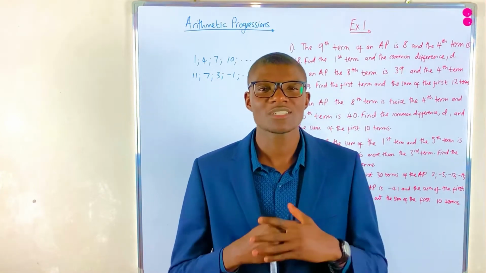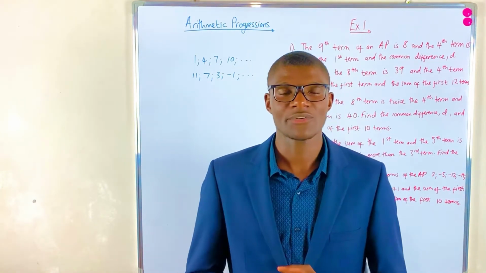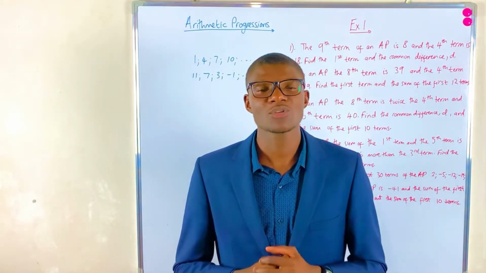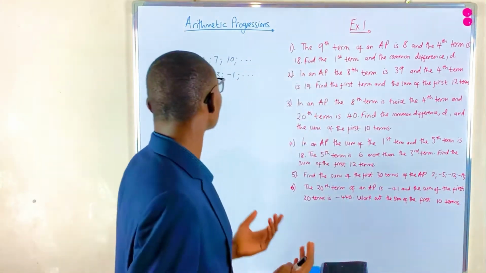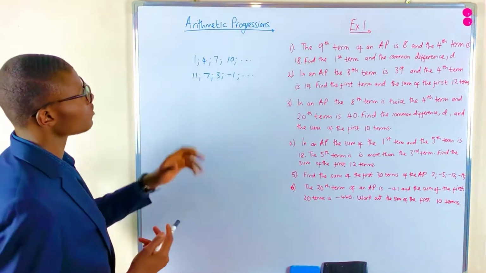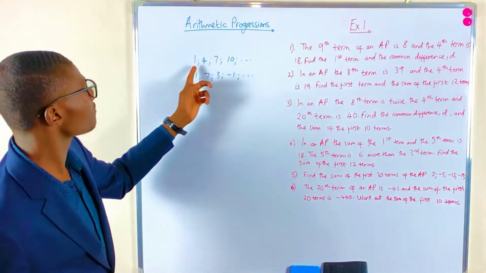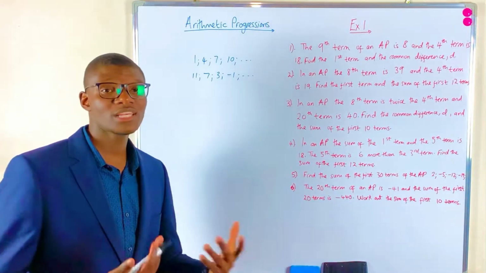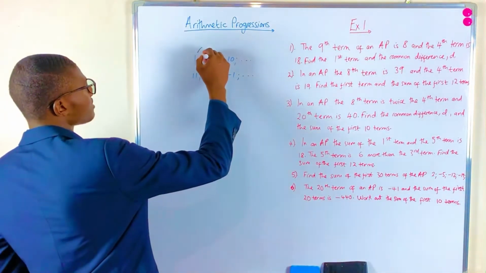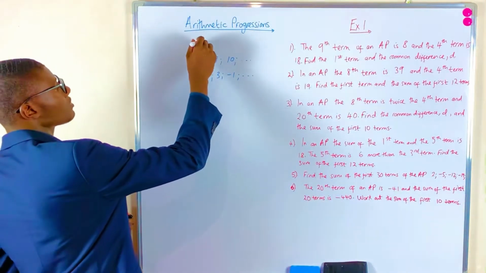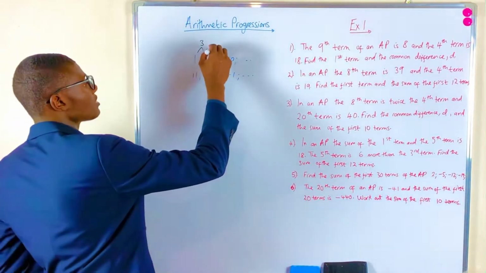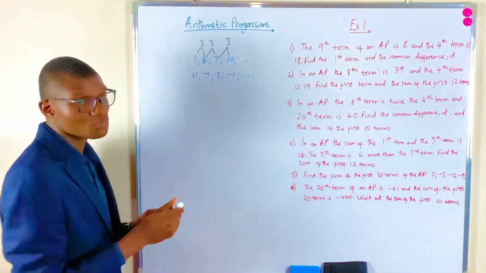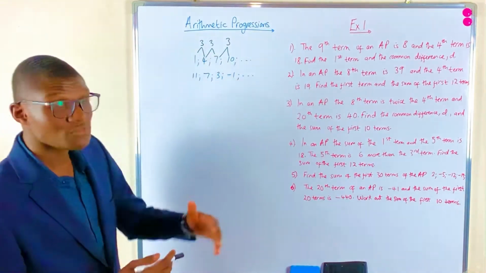So to start off, we shall define the term arithmetic progression. An arithmetic progression is a sequence that has a common difference between each term. For example, if we look at these two sequences, for the first one we've got 1, 4, 7, 10. But what do we see in terms of the common difference between each of the terms? Between the first term and second term, there's a difference of 3. Between the second term and third term, there's a difference of 3. Between the third term and fourth term, there's a difference of 3. So as we can see, there's a common difference of 3.